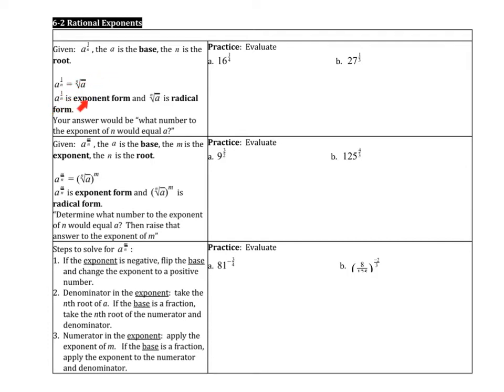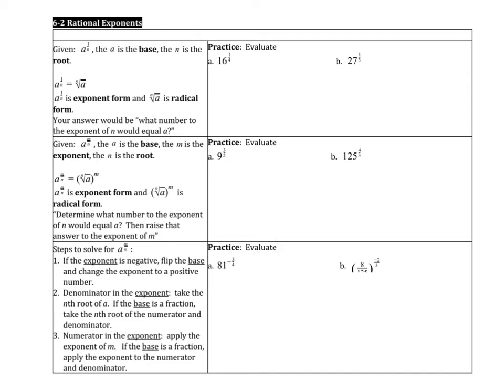A to the 1 over n is the exponent form, and the nth root of a, so it looks like a square root sign, but with an n, or whatever the denominator is, that goes into that little section there, and that's called the radical form.